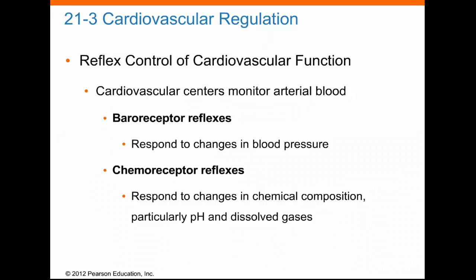So the control of cardiovascular function, it's controlled by a number of ways. We're going to be looking at the baroreceptors. So baro is barometric pressure, so that's responding to changes in blood pressure. And the other one is the chemoreceptors. So this means that the body is able to respond to changes in the blood, changes in chemical composition, particularly pH, which is the level of acidity and alkalinity, and also the level of dissolved gases, in particular carbon dioxide.